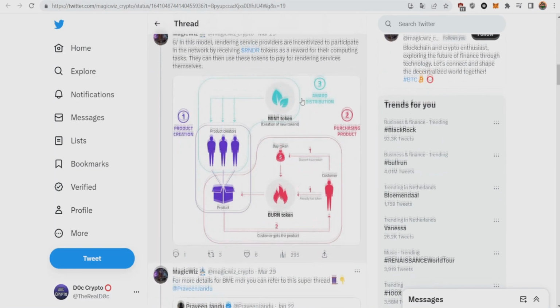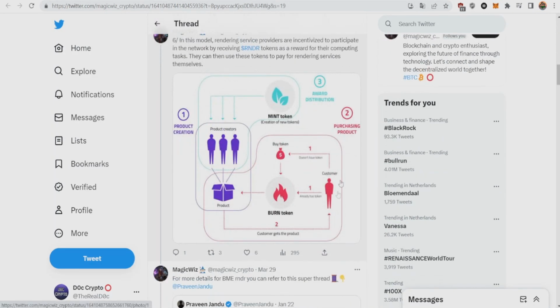So basically with the burning mechanism, if someone who needs rendering or GPU power pays for the computing power with the token, the token will be burned. If he doesn't have the token and pays with fiat, the fiat will buy Render token off exchanges and it will get burned. So of course the node operators, for providing GPU power, they need to get some money, and this will be by fixed amounts of minted Render tokens each epoch.